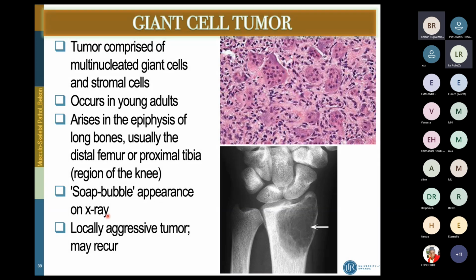So giant cell tumor is a tumor composed of multinucleated giant cells. A giant cell is one cell with many nuclei inside. Some of them you have seen in granulomas, in tuberculosis. It affects younger adults, arises in the epiphysis of long bones, usually the distal femur or proximal tibia. So there will be a soap bubble appearance on X-ray.